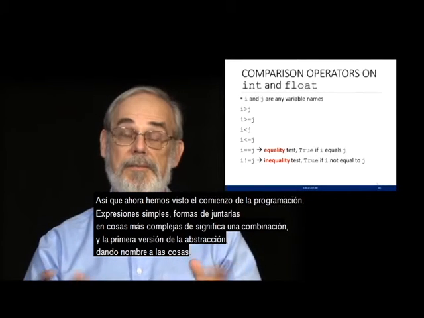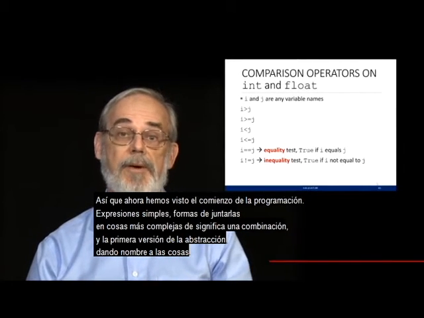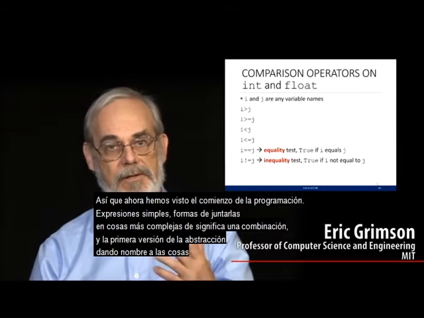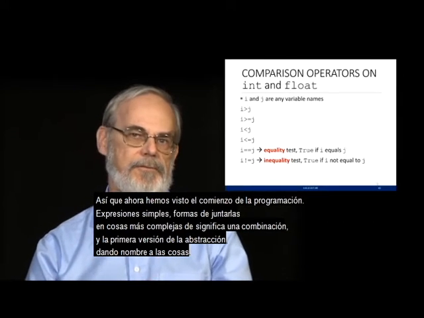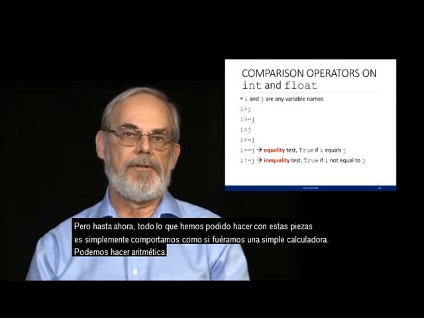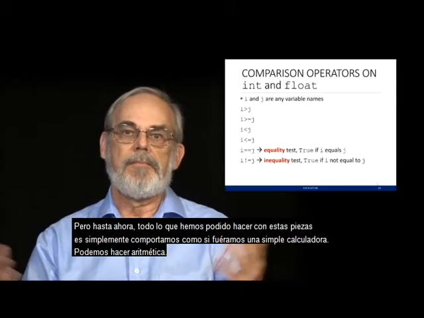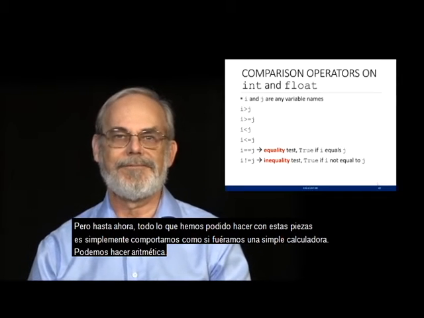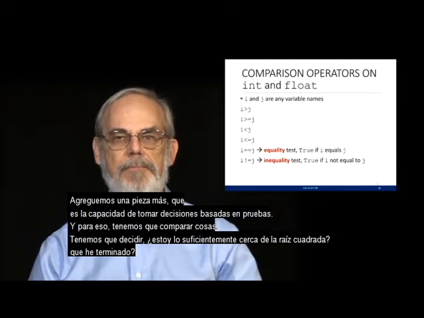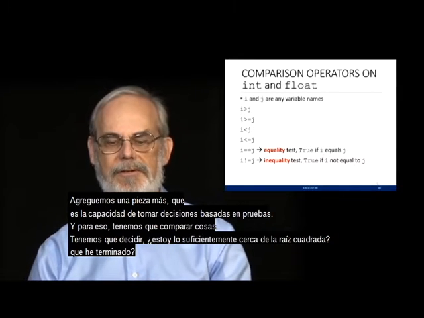So we've now seen the beginning of programming. Simple expressions, ways of putting them together into more complex things with means of combination, and the very first version of abstraction, giving names to things. But so far all we've been able to do with these pieces is just behave like we're a simple calculator. We can do arithmetic. Let's add one more piece in, which is the ability to make decisions based on tests.